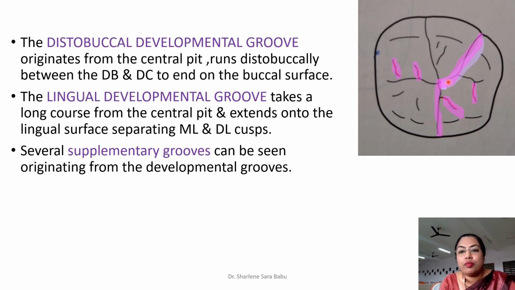The next is the distobuccal developmental groove. From the central pit, it runs distobuccally between the distobuccal cusp and the distal cusp and ends on the buccal surface. That may or may not end in a pit, but mostly there won't be a pit. The next is the lingual developmental groove. It takes a long course from the central pit and extends onto the lingual surface, separating the mesiolingual and the distolingual cusp, and may end in a lingual pit. And several supplemental grooves can be seen originating from the developmental grooves.